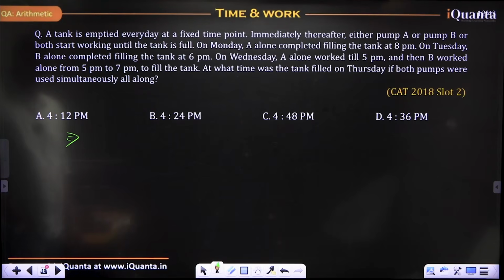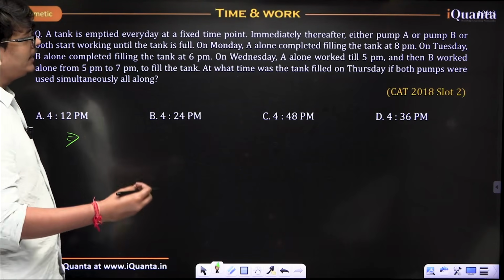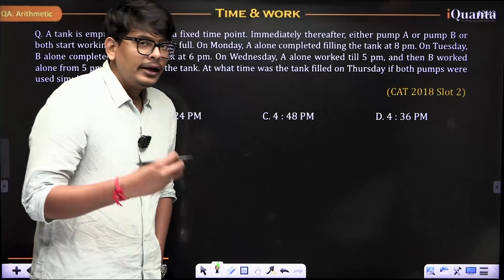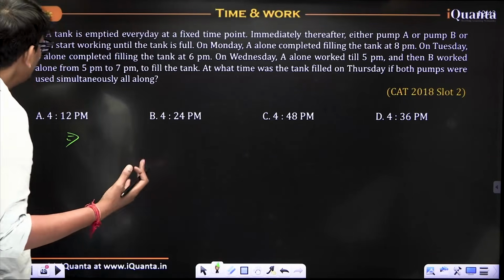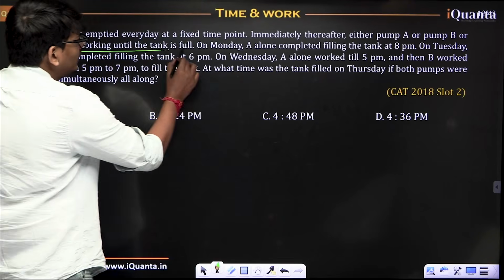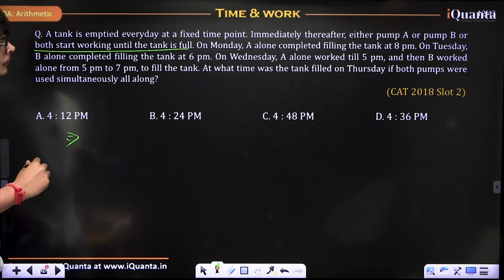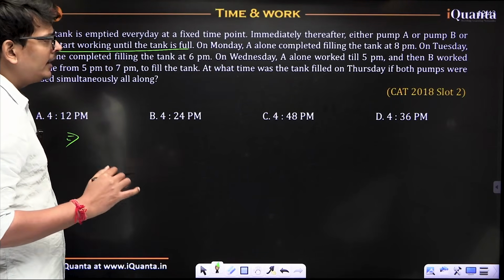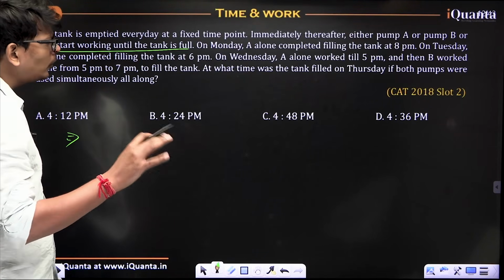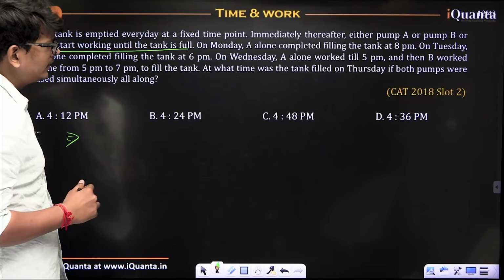Next, a tank is emptied every day at a fixed time point. Immediately thereafter, either pump A or pump B or both start working until the tank is full. On Monday, A alone completed filling the tank at 8 p.m. So we do not know when A started the work.